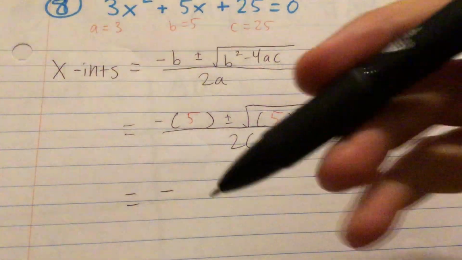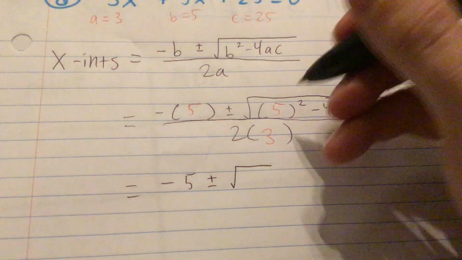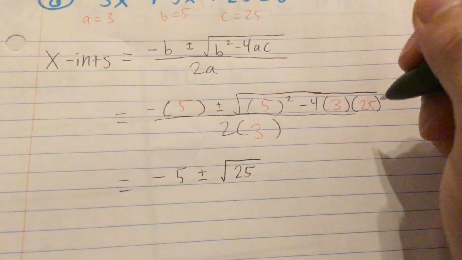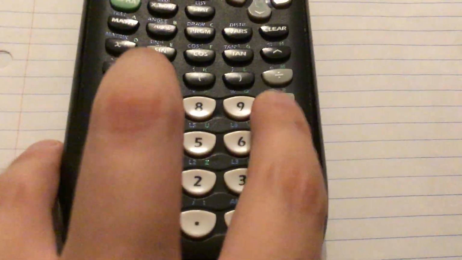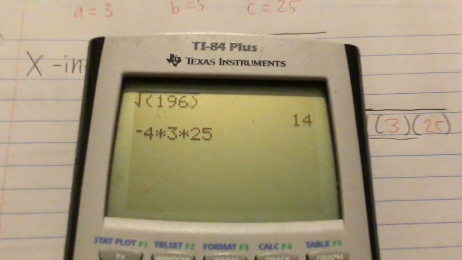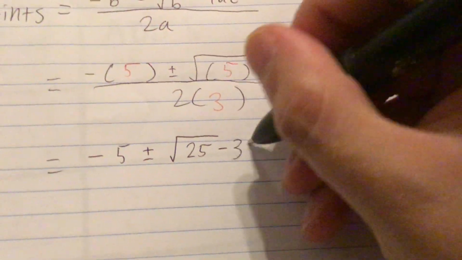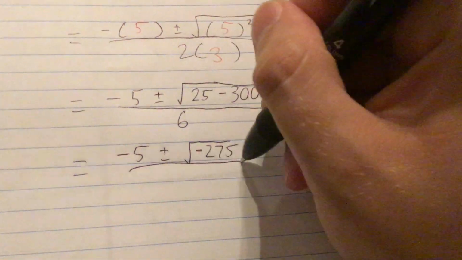So now let's clean this up. Negative 5 plus or minus the square root of 5 squared, which is 25, minus 4 times 3 times 25. So let's do negative 4 times 3 times 25 is equal to negative 300. Okay. All that over 2 times 3, which is positive 6. So now we've got negative 5 plus or minus the square root of negative 275 over 6.